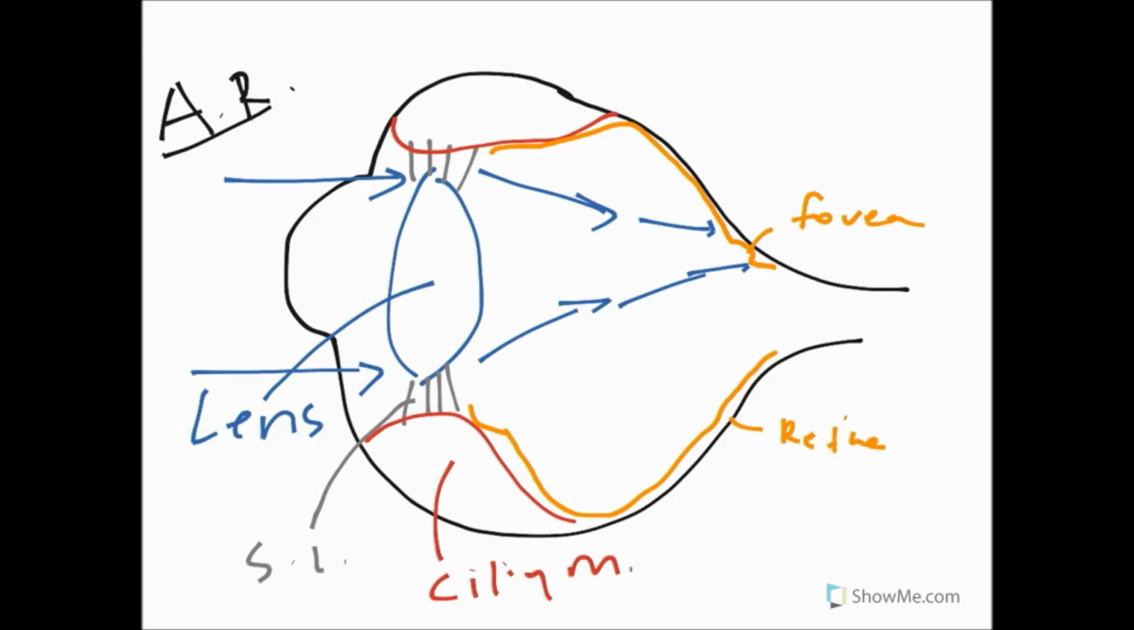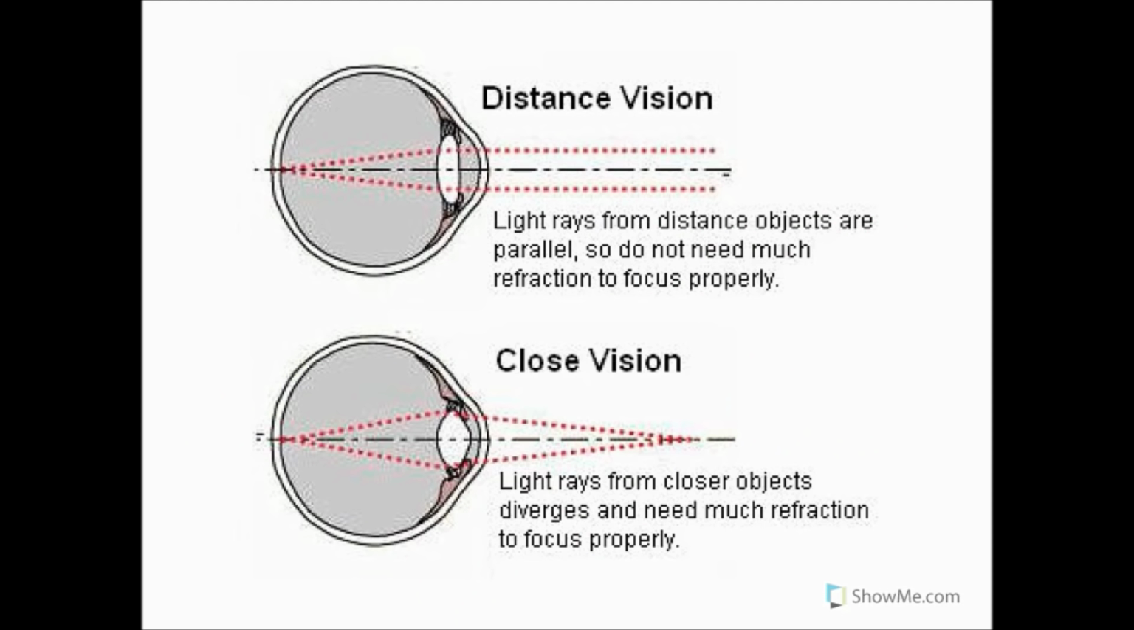Now that we've got the anatomy of the eye down, let's talk about how it actually works together to assist in the accommodation reflex. If you have an object far away, let's say here, you put your pen or your finger as far away from the patient as possible. The light rays coming from the object travel so far that they become parallel by the time they hit the lens. This means that the lens doesn't need to refract that much in order to hit the back of the eye at the fovea.